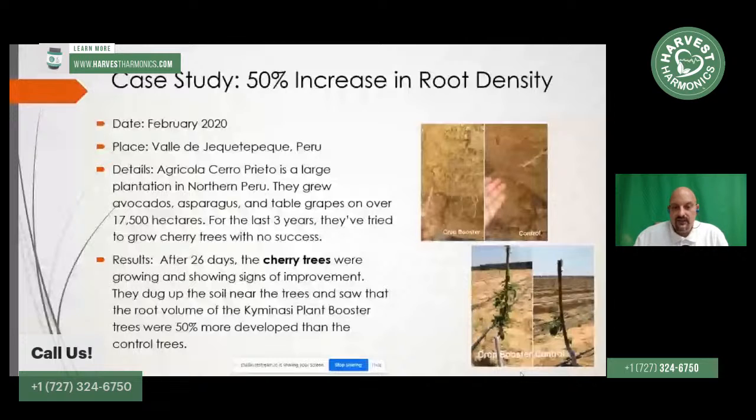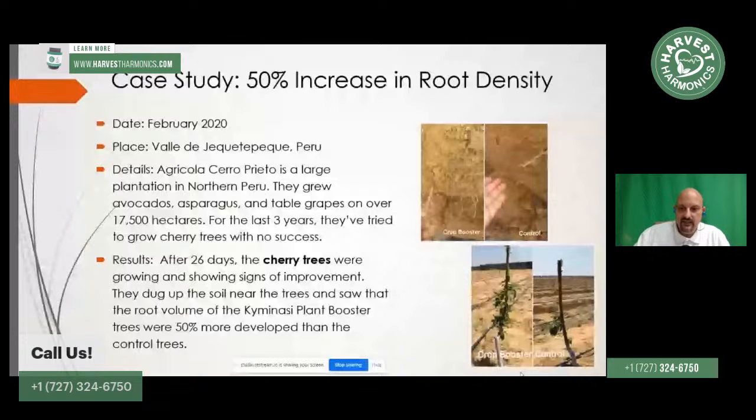Well, they decided to try the Kimonosis plant booster down there. And this was, again, one of our first trials in early 2020, after this technology was released at the end of 2019. So they ran this test, and after 36 days, the cherry trees were already growing and showing signs of improvement. It was very interesting because, again, they'd had no success growing cherry trees, but they decided to use the Kimonosis plant booster, and they had a control versus a test area.